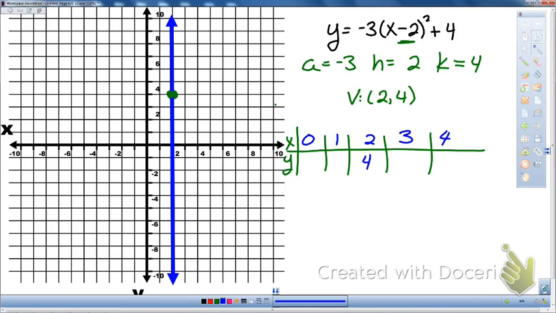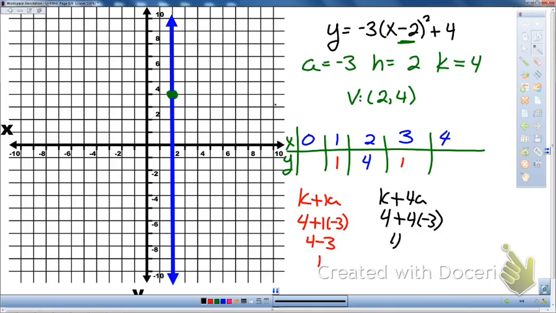Now that we've completed our x values, we can use our pattern shortcut to complete our table. K plus 1a. 4 plus 1 times -3. 4 minus 3 is 1. 1 on either side of our vertex. K plus 4a. K is 4 plus 4 times -3. 4 minus 12 is -8. Insert -8 into our table.